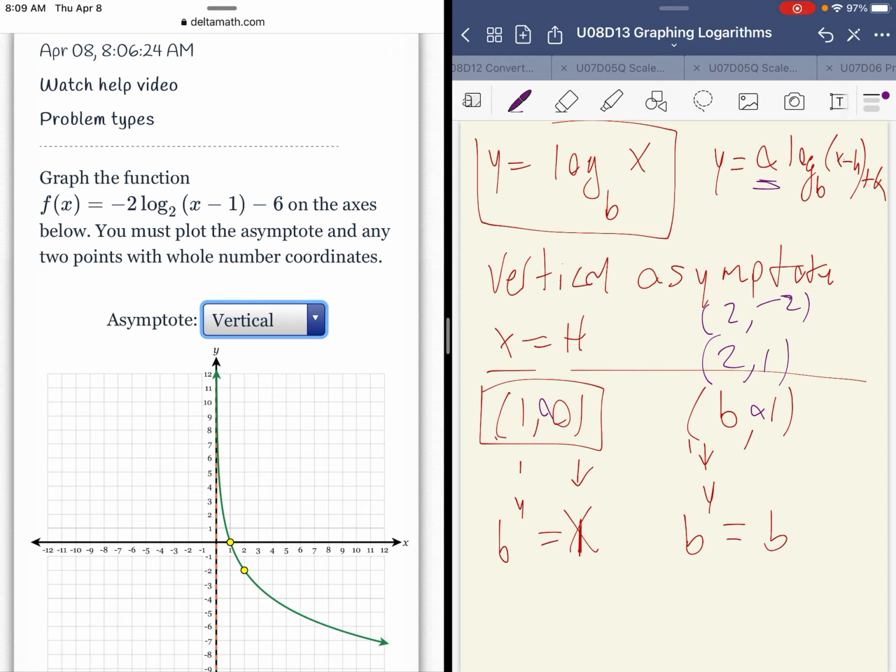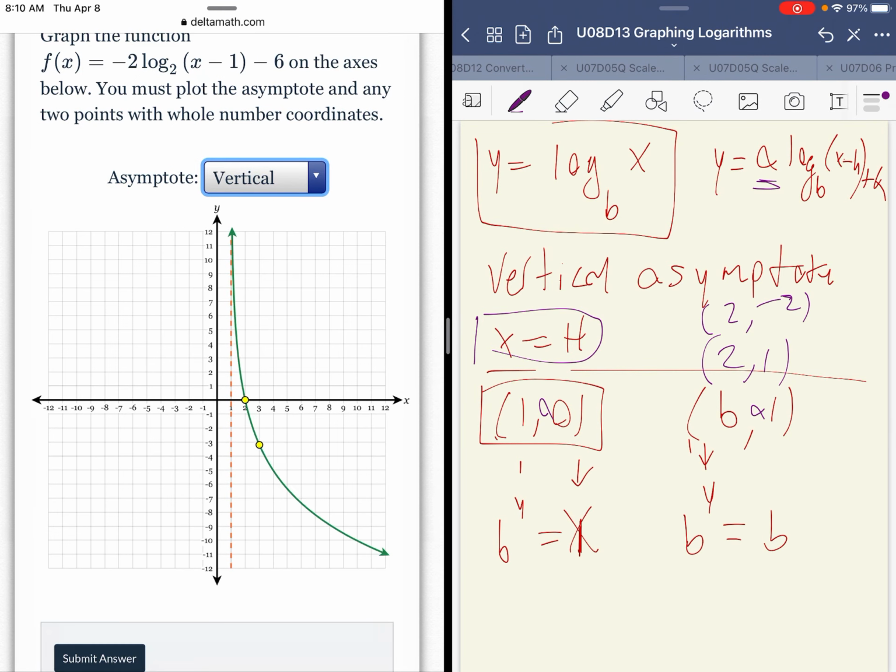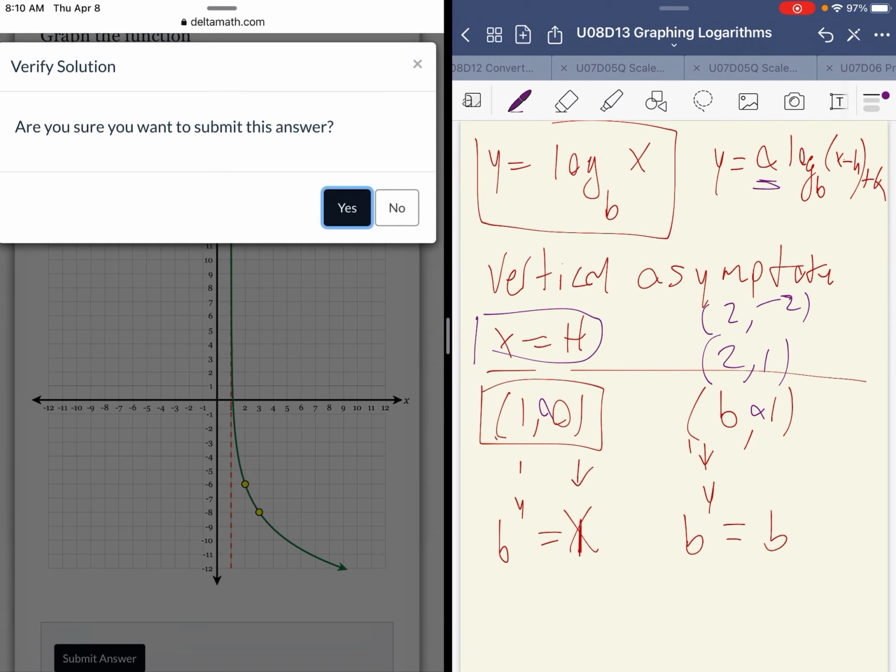Next, all we have to do is apply the shift. Now, the shift in this case says x minus 1, which is a shift of 1 unit to the right. So I'm going to move this point 1 unit to the right, and this point 1 unit to the right, and move the asymptote 1 unit over as well, making the asymptote x equals 1 instead. Next, we're going to move the graph 6 units down. So this was at -2, so I'm going to move it to -8. This was at 0, I'm going to move it to -6. And that should be the correct logarithm.